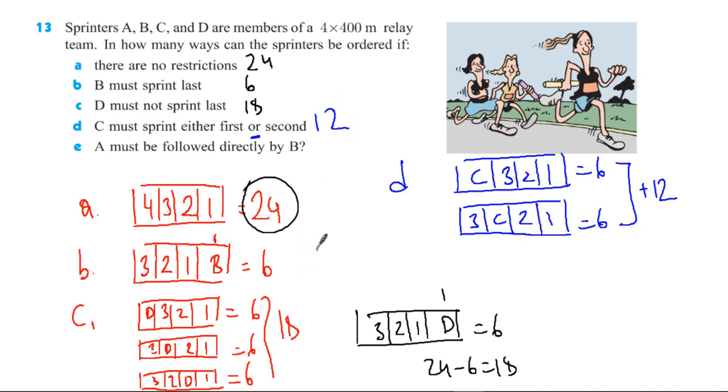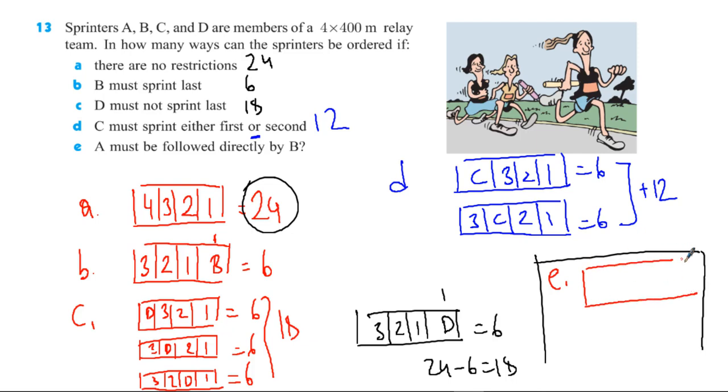A must be followed directly by B. So A and B are together. How can we think of this problem? Let me put a space here. A must be followed directly by B. So actually now I have three choices to put. I will imagine A and B together. I will imagine it as one, and I don't need to interchange their places. I need to think only A followed by B.